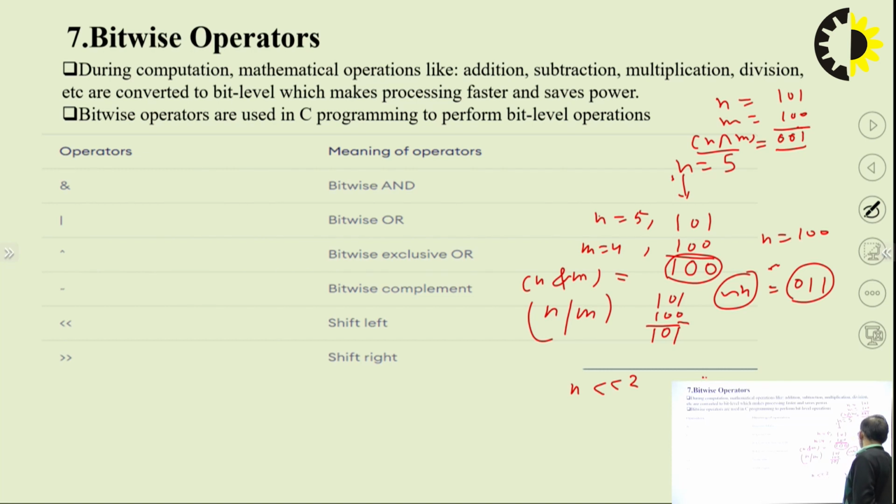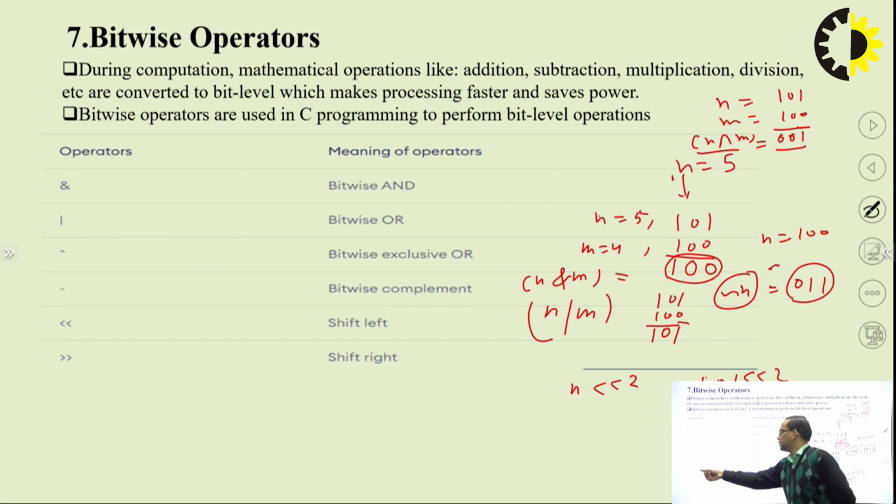Suppose n is 101 and we are performing a left shift by 2 bits. So it will be 101, and towards the left direction we will add 2 bits. So this will be the result of this.